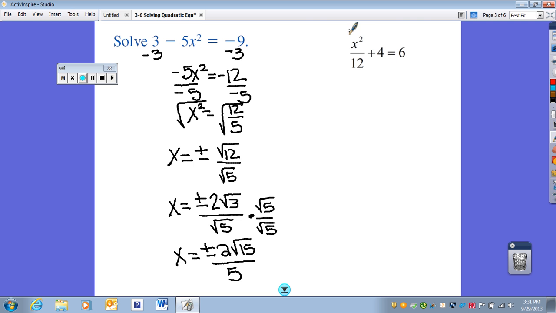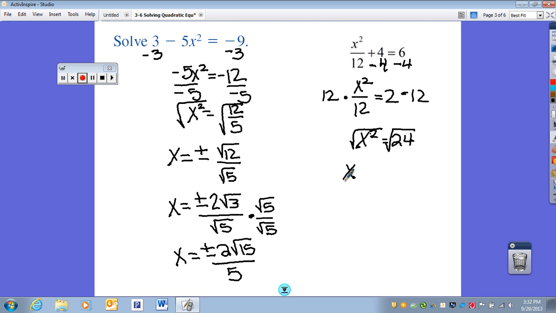In our next example, we have an x squared only, not an x term. So the first thing that we're going to do is we're going to subtract 4 from both sides. So we have x squared over 12 is equal to 2. And we're going to multiply both sides by 12 so that we can get the x squared by itself. So we have x squared is equal to 24. To simplify, we're going to take the square root of both sides. So we have x then is equal to plus or minus the square root of 24.